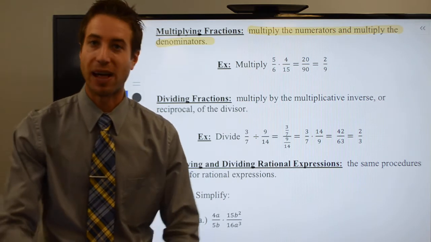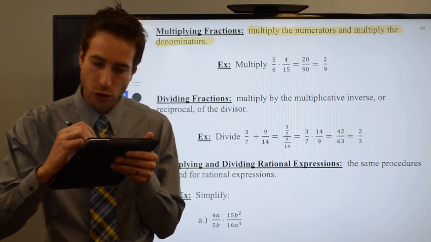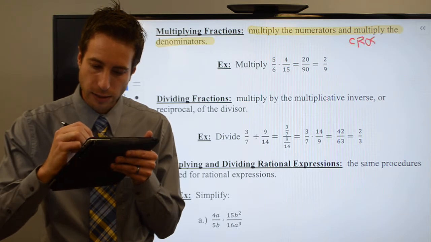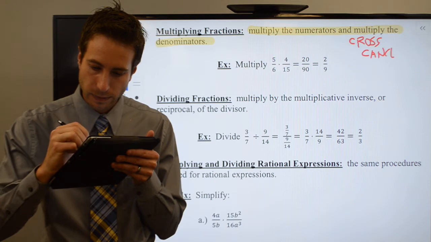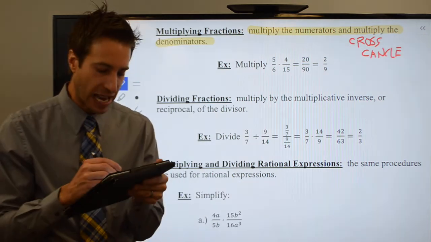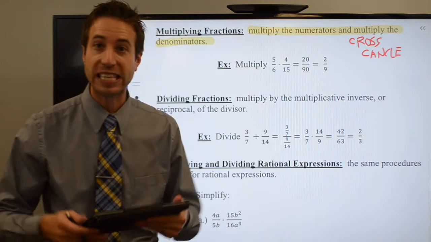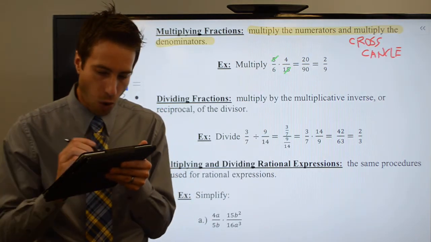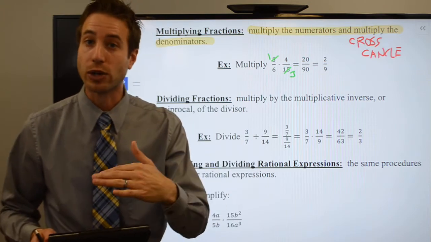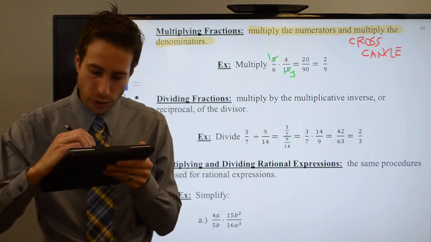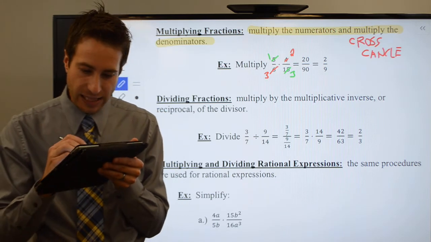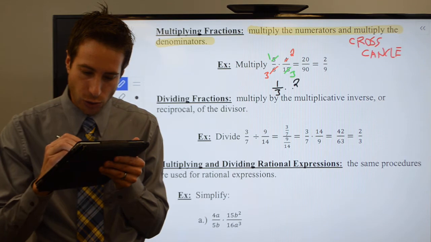However, before multiplying, remember when it comes to fractions, you can cross cancel. What I would encourage you to do is first recognize this. The 5 and the 15 are going to reduce to a 1 and a 3. And the 6 and the 4, if you factor out a 2, are going to reduce to 3 and 2. So then what I wind up with is 1 over 3 times 2 over 3.